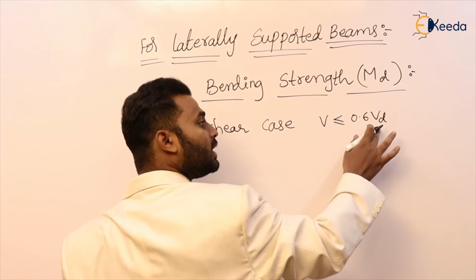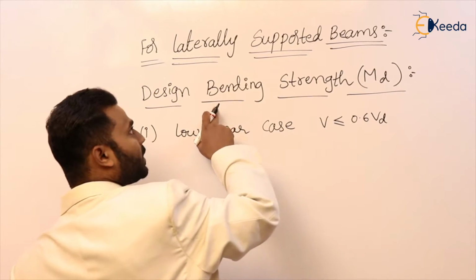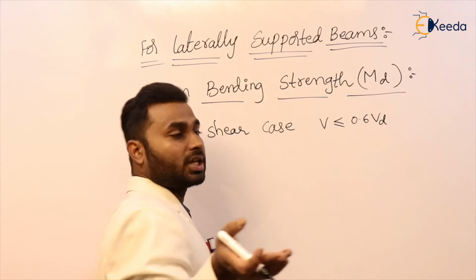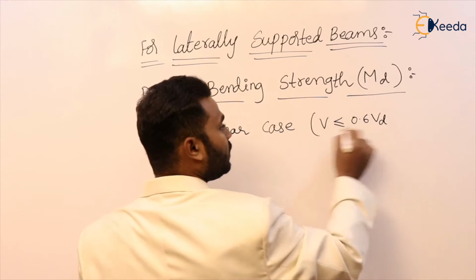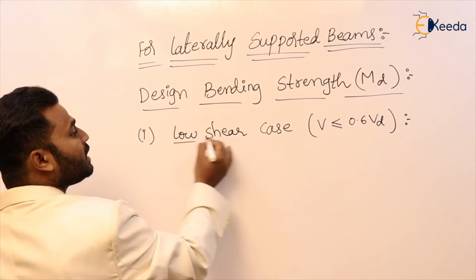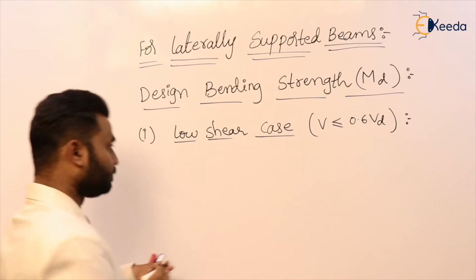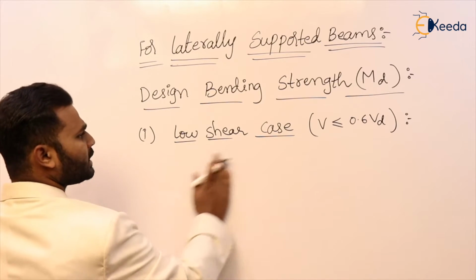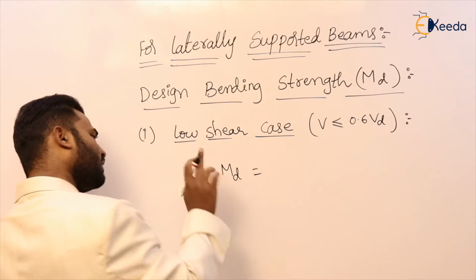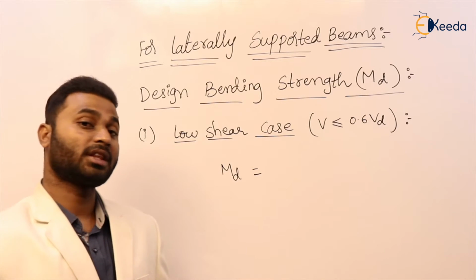What is VD? I'll explain later. After completion of the design bending strength, we'll start the discussion of design shear strength, where I'll explain how to calculate VD. So no worry, as of now you consider VD as the design shear strength. Now in the low shear case, the design bending strength MD is equal to, first of all, writing this formula based on strength of materials concept.